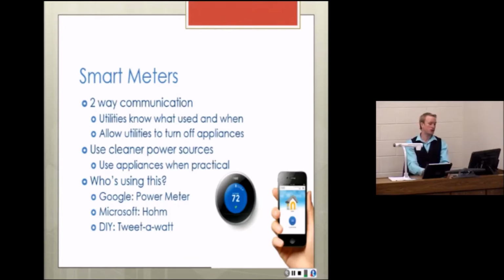So who's using this? Google started this with their power meter system, which allows you to connect to your smart meters or to your utility. Microsoft followed up with it a year later with Home. And of course, there are DIY solutions like the Tweedlewatt, which allows you to sub-meter your entire room for about $93. It's pretty cool.